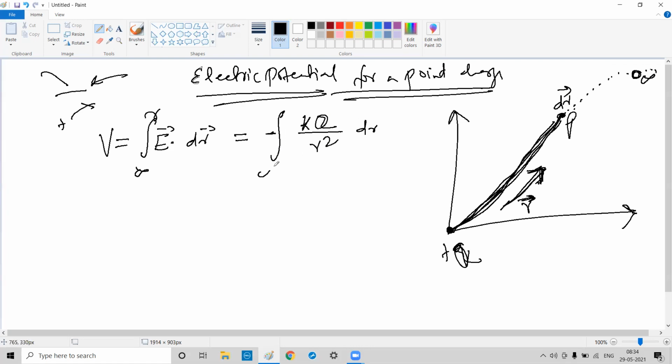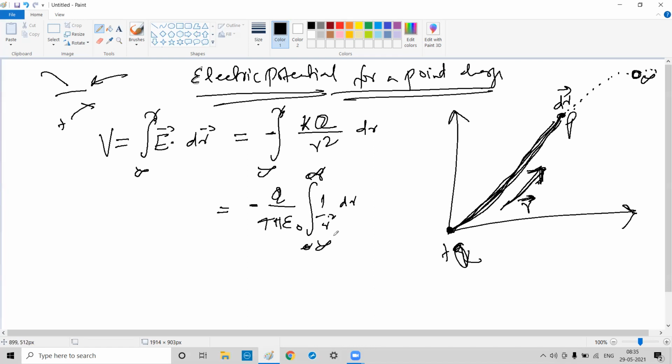Let's put this in, and k is nothing but 1 by 4 pi epsilon naught. So this is minus q by 4 pi epsilon naught, a constant term which came out of the integration. What we are left with is 1 by r square dr, from infinity to r. So what is the integration of 1 by r square?